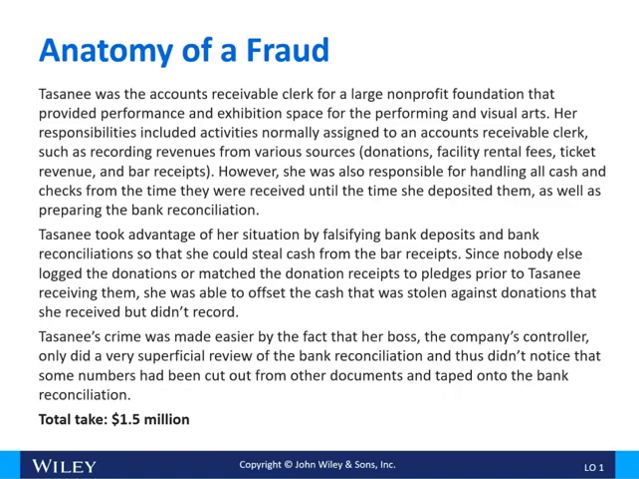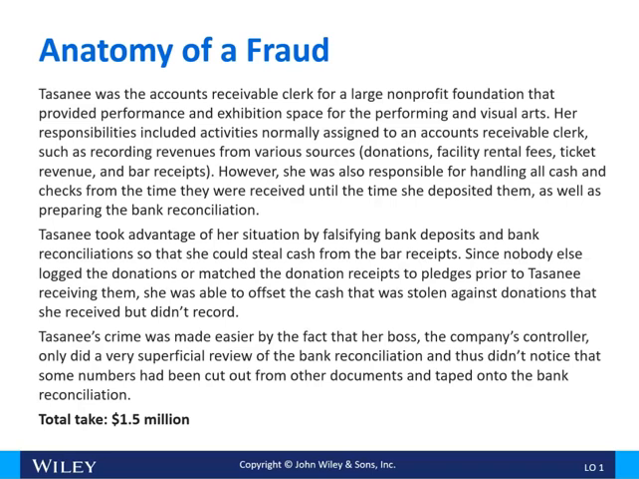Remember from chapter 7, this isn't going to end up too well, is it? So she took advantage of her situation by falsifying bank deposits and bank reconciliations so she could steal cash from the receipts. Since no one else logged the donations or matched the donation receipts to pledges prior to receiving them, she was able to offset the cash that was stolen against donations that she received but didn't record.